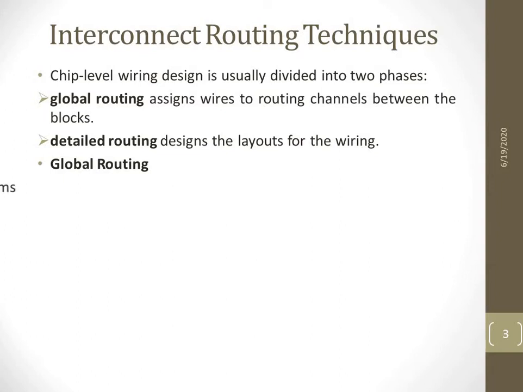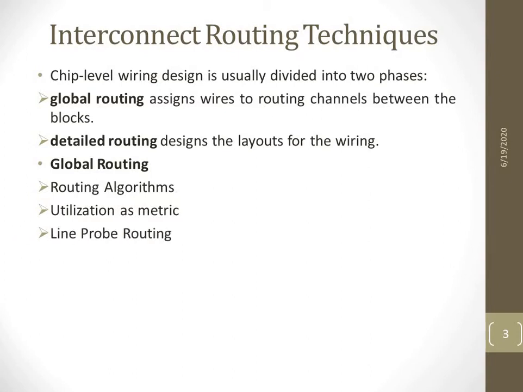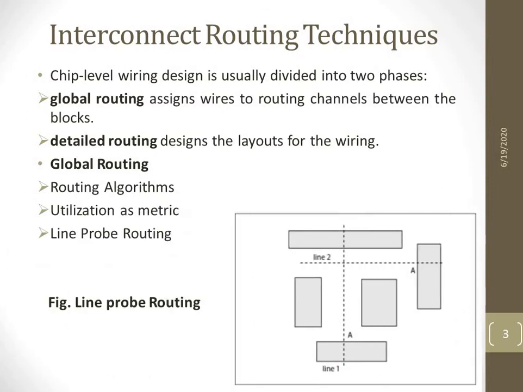What is global routing? Let's see. We are supposed to see the routing algorithms, global routing utilization as a metric, and in global routing we are going to see line probe routing. Line probe routing is the one which passes the signal or passes the wire in the form of lines.